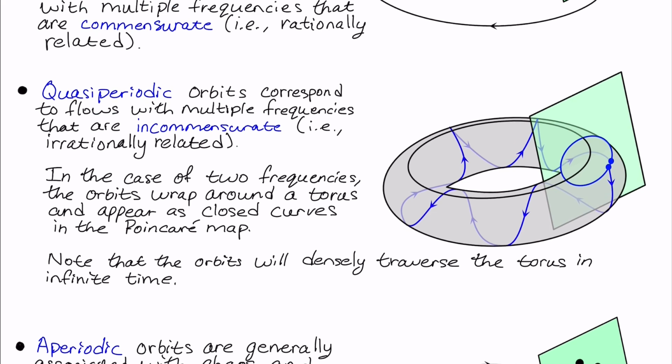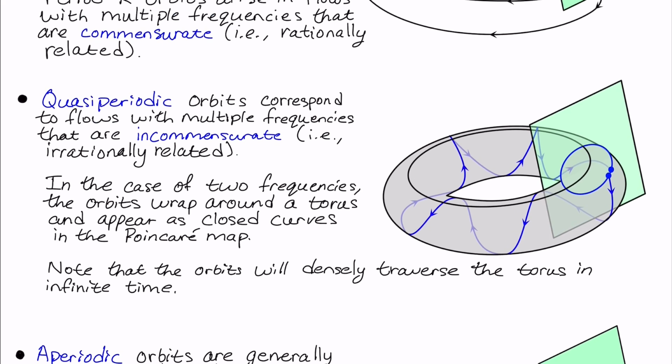All right, so then quasi-periodic orbits. These correspond to flows with multiple frequencies that are incommensurate, meaning that they're irrationally related. And in this case, when you have, for example, two frequencies that are incommensurate, the orbit ends up existing and wrapping around some kind of torus, which, if you're not familiar, is just a donut shape.